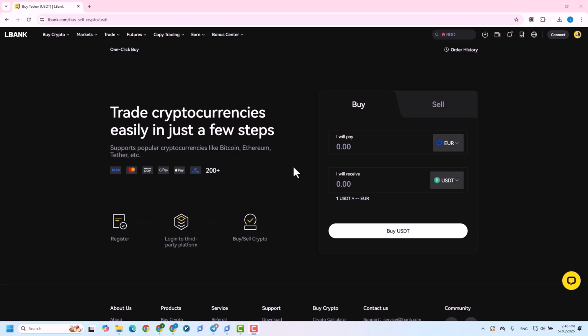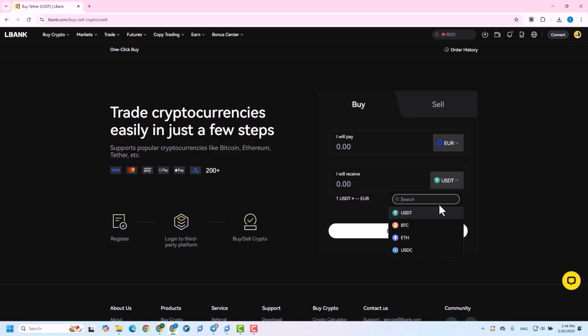At this stage, the user must select the currency they intend to pay with in the Buy section in the I will pay field. This currency can be any of the more than 100 currencies supported on the LBank platform. These include the US dollar, euro, Turkish lira, Indian rupee, and many other currencies that you can see in this section. Then, in the I will receive field, we select the cryptocurrency we want to purchase. Usually the default option is USDT Tether, but it is also possible to choose other cryptocurrencies such as Bitcoin, Ethereum, and so on.